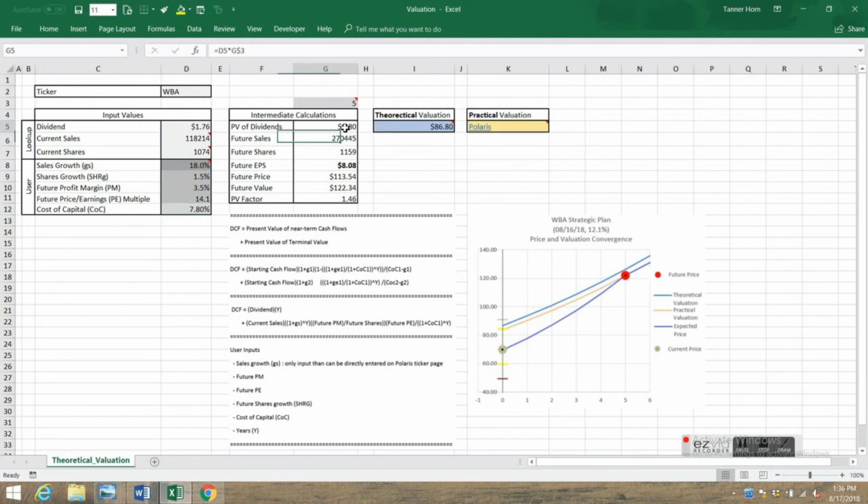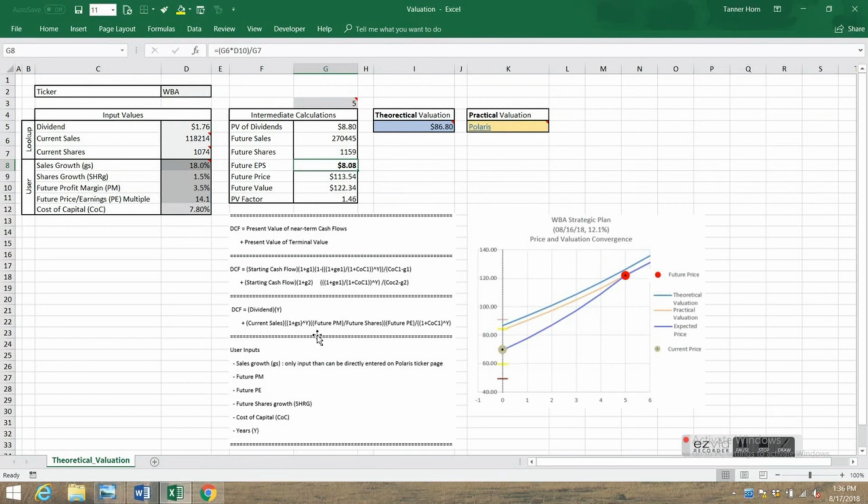5 times, I already showed you that, 5 times the dividend. Future sales, this is simply your projected sales growth for the next 5 years times current sales. Future shares is projected share growth times the current shares. And then you can calculate this intermediate result of future earnings per share. That's a pretty key number, so I bolded it.